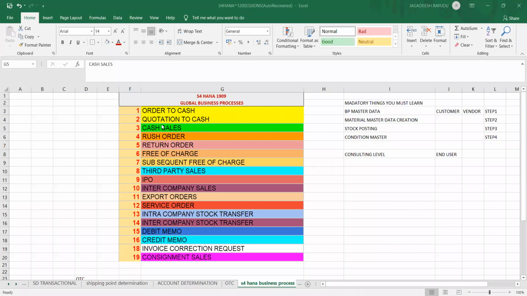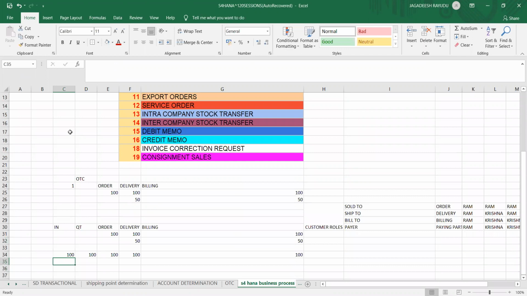Welcome back. The next immediate process is the third process, that is cash sales. From here onwards, every process is important. I think everyone will be aware of the first two previous processes. So what is cash sales?